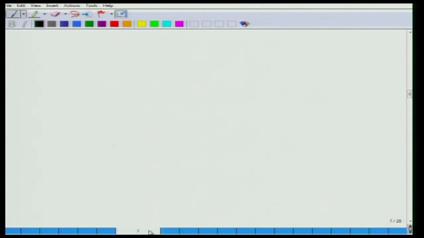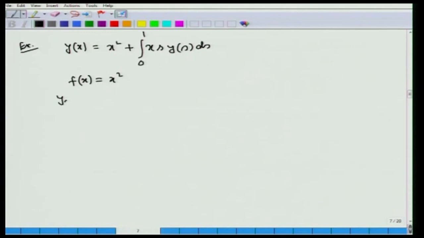So, just for an example, we consider this example that y x is equal to x square plus integral 0 to 1 x s y s d s. Now, here this x s is actually a separable kernel, k x comma s is x s. So, clearly it is a separable kernel. So, as per the scheme here f x equal to x square. Therefore, y 0 x equal to f x, that is equal to x square.